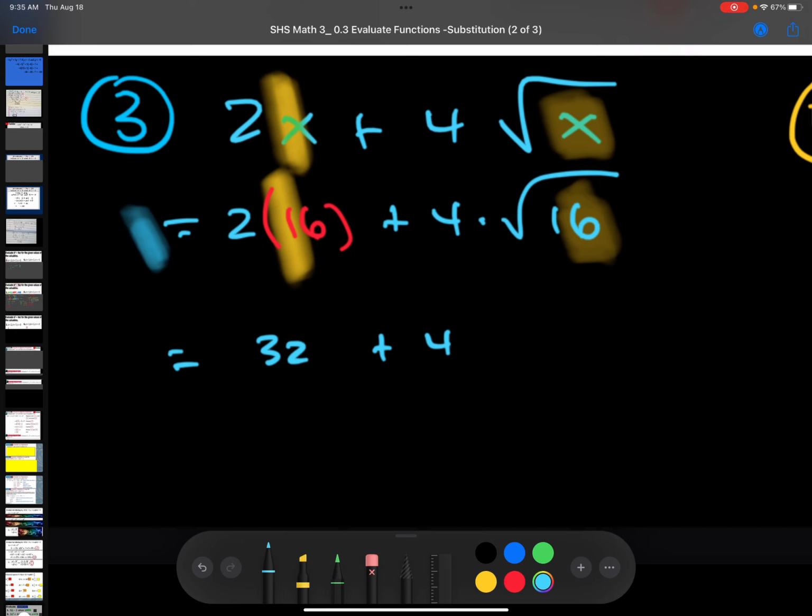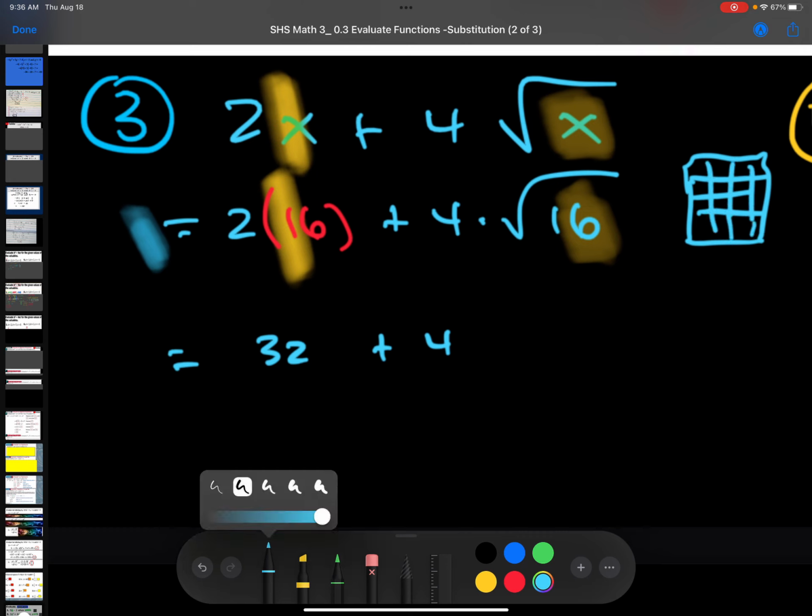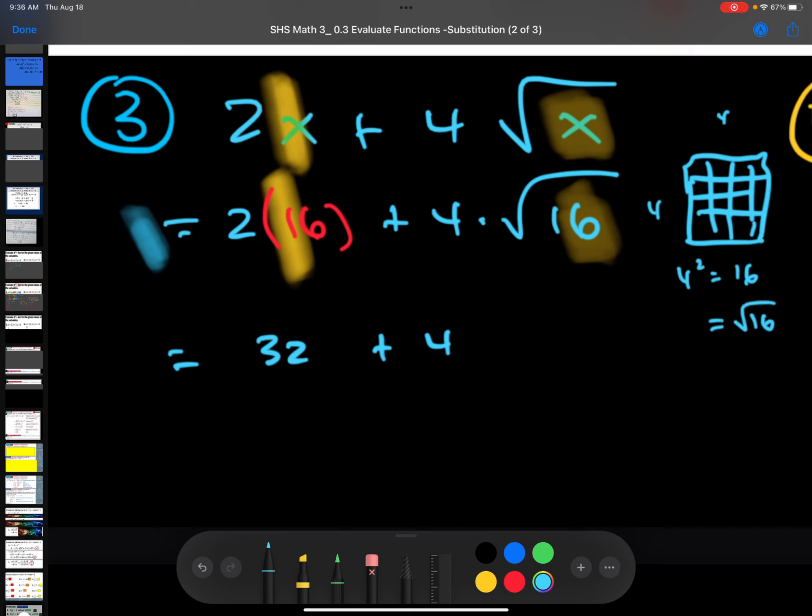You could put that in your calculator. There's 16 boxes. Can I fit it in here? Does that make sense? And then there's 4 this way and there's 4 this way. So this is 4 squared equals 16. Or, pay attention, the square root of 16 is 4. And then you have multiplication here. So 4 times 4 is 16, and 32 plus 16 is 48.